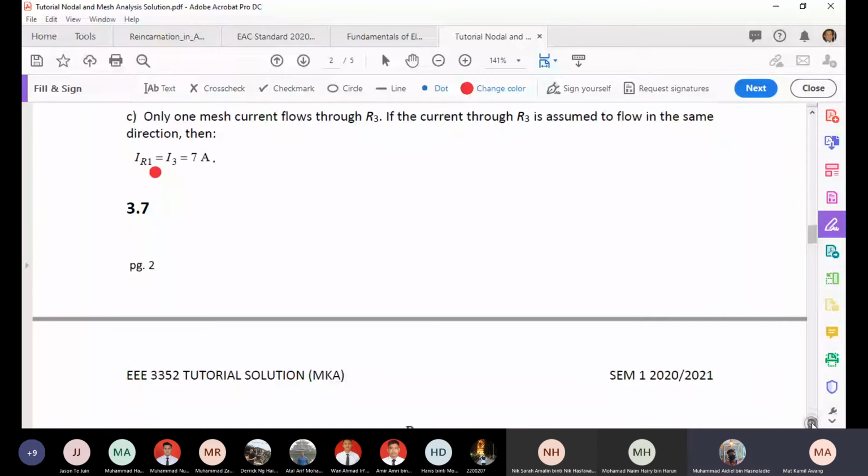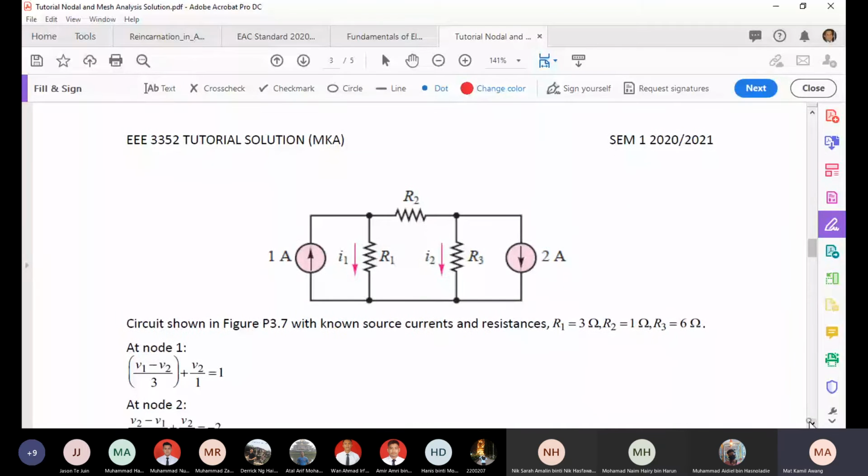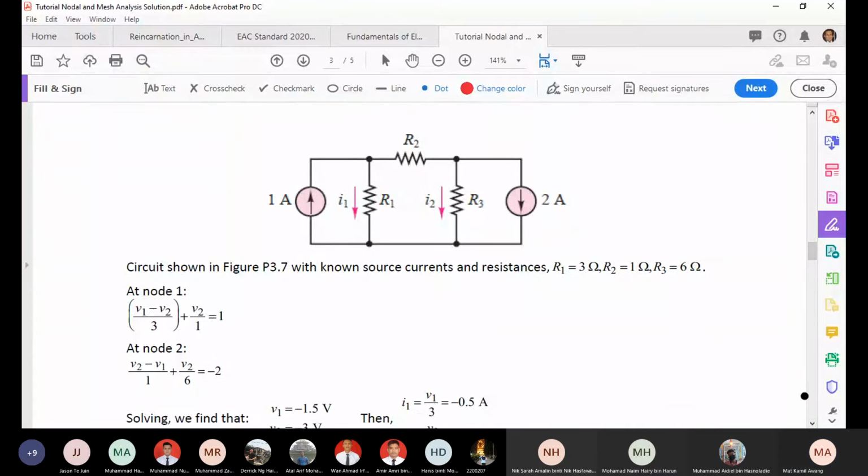So the next one is 3.7. Same, it's a different circuit. Actually 3.8 will be the same. This one asks you to use a nodal analysis to solve for I1 and I2. So using a nodal analysis, you have to recognize the nodes: node 1, node 2, and the reference node.